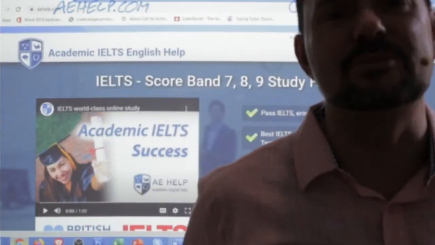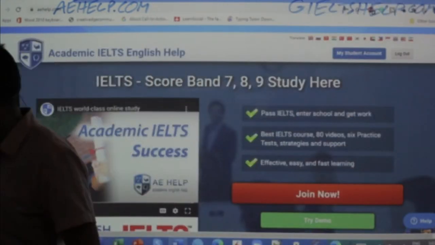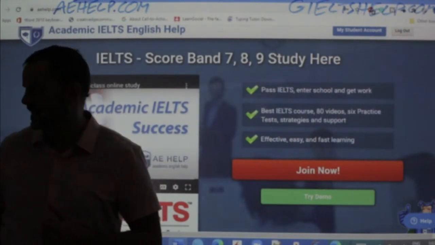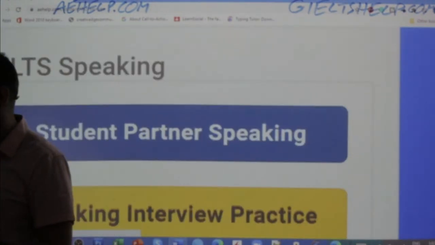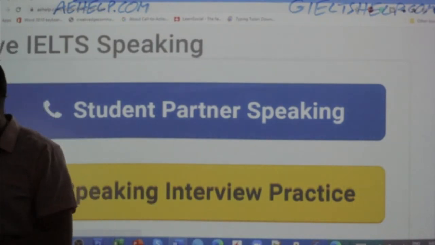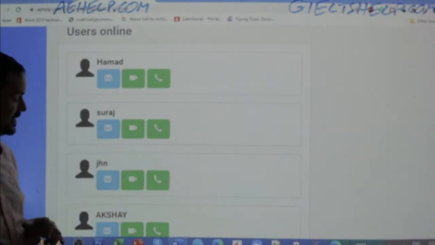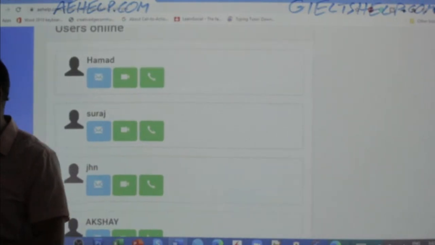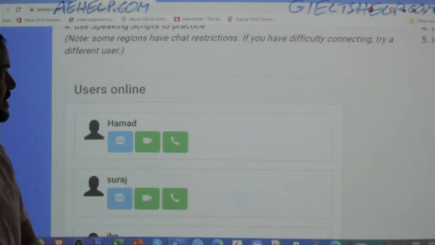All right, everyone, let me just show you where you can practice your speaking for free, 100% free speaking practice with other IELTS students. If you click this green button, you can create a free demo account, and then you get a My Student account. You can log in to your My Student account. And when you're in your My Student account, on the right-hand side, you will find this Student Partner Speaking button. Now, you click on that, and then you can absolutely start speaking with some other students who are usually in here. Right now, we have lots of students. We have Hamad in here. We have Suraj. We have JNN. We have Akshay. So we have students in here. We're waiting for you to video audio chat. Make sure the topic stays on IELTS, respect each other, and practice with each other for absolutely free.